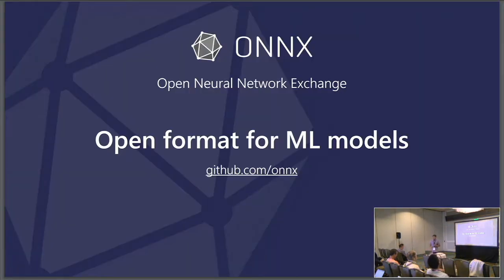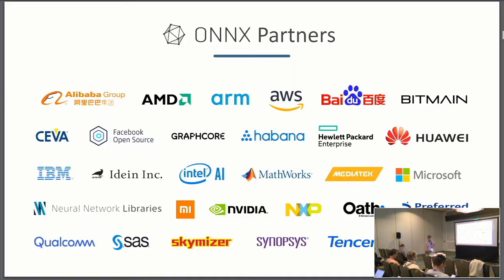ONNX is short for Open Neural Network Exchange. It is an open format for machine learning models. For now, ONNX has around 30 partners. So you can see some cloud players and some hardware vendors.